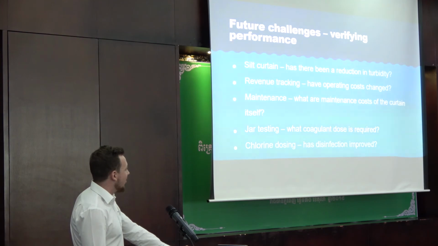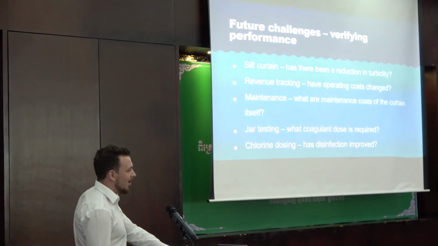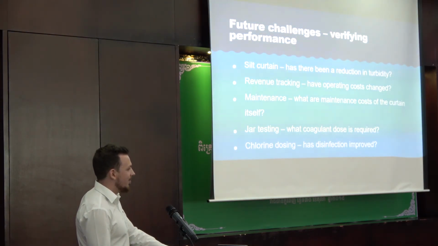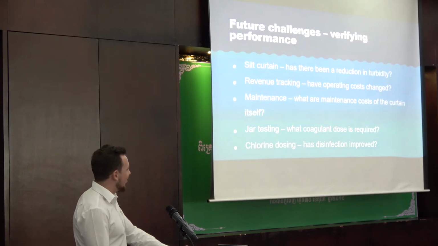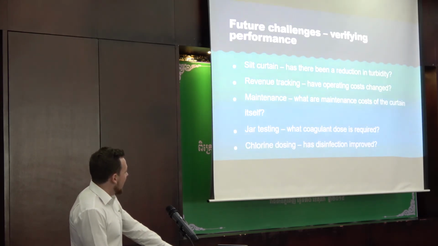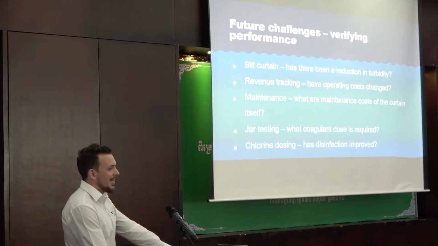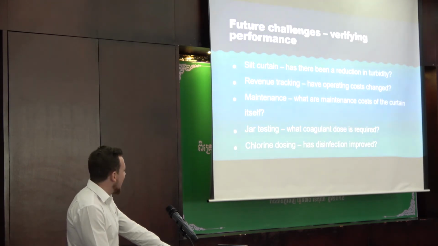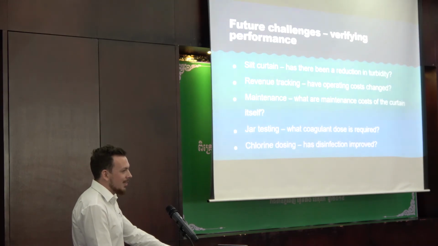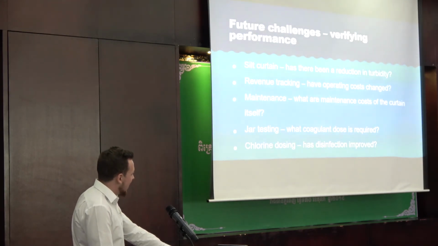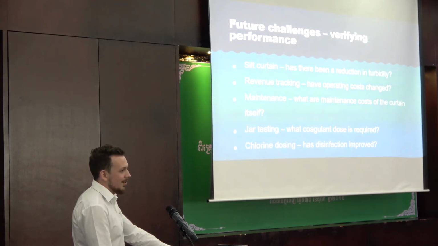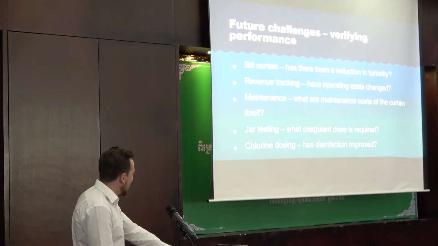So, going forward, how do we verify the performance of everything that we've applied in our short visit? Has the silk curtain actually reduced turbidity? We've had a discussion with Beck Chan, and they're actually seeing a 40 to 50 turbidity unit decrease in the water at their offtake lagoon, which will have significant effects on their PACl dosing requirements.